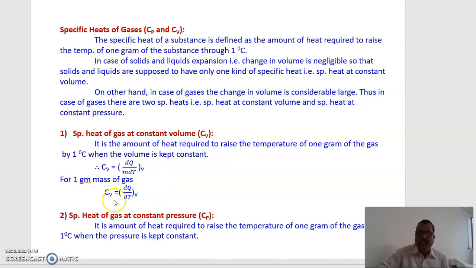The formula for CV is dQ by dT at constant V. Then we see specific heat of gas at constant pressure, CP. It is the amount of heat required to raise the temperature of 1 gram of gas by 1 degree centigrade when the pressure is kept constant. Here pressure is constant, there volume is constant.